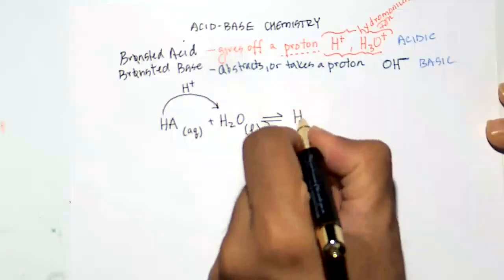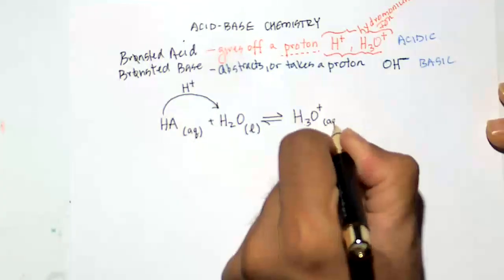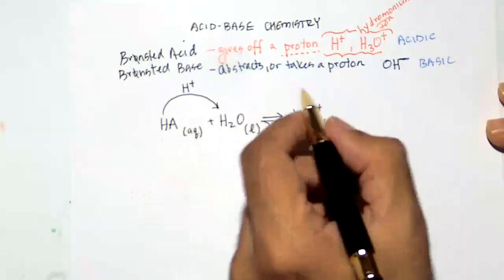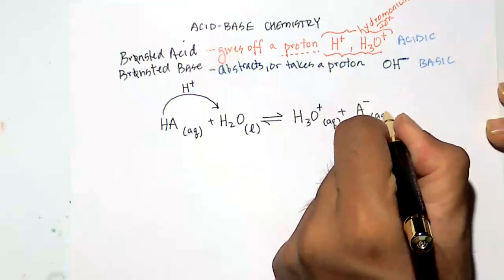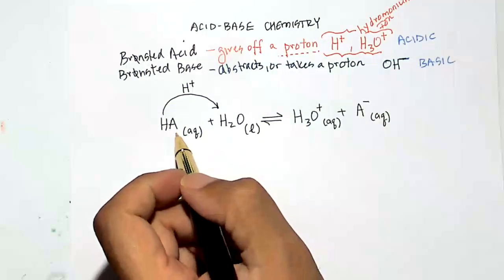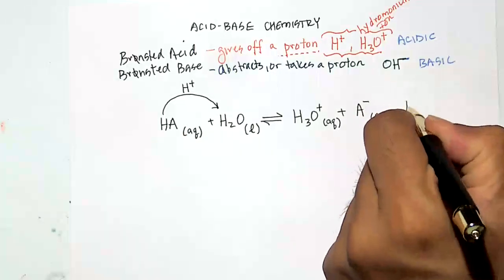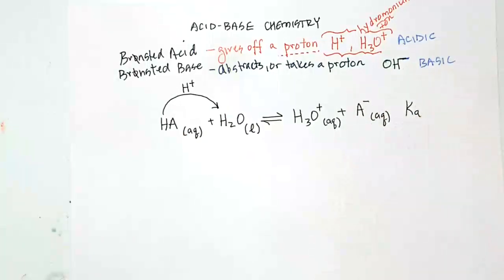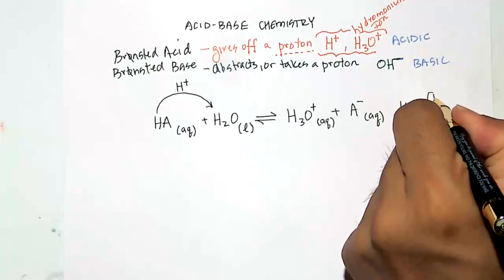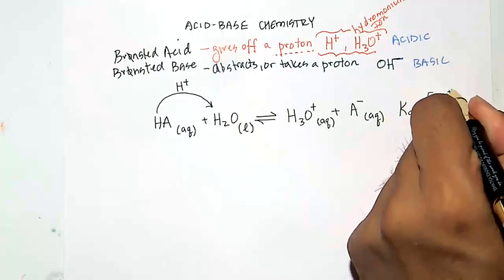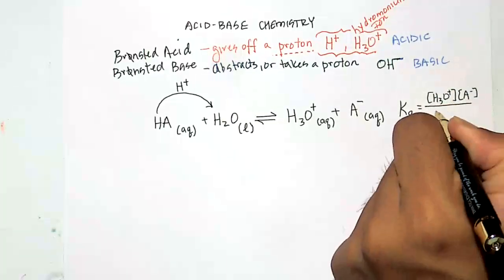And then this water takes it and it becomes H3O plus, and this becomes A minus. This is the generic form. You replace HA with an actual acid. This will have a Ka. The A stands for acid, and it's products over reactants.